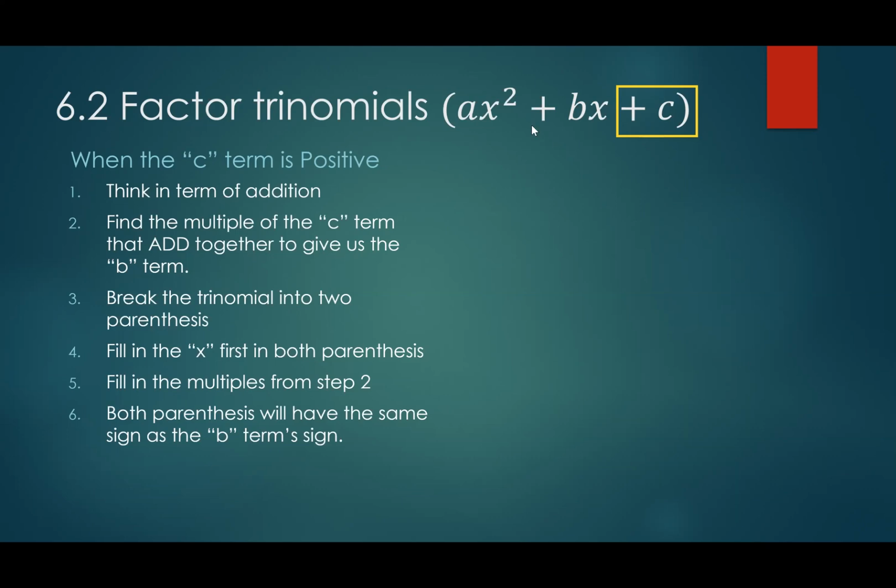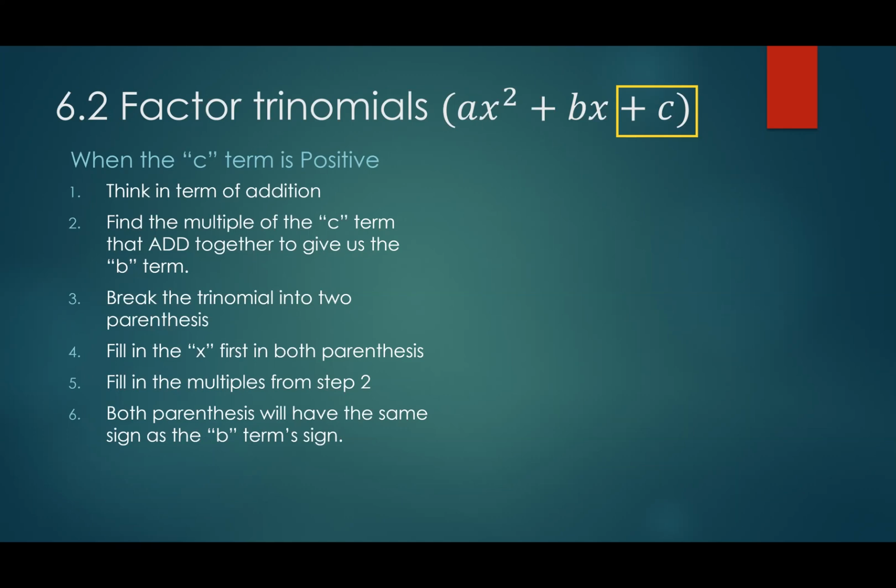Once you find the multiple, all you need to do is break it into two parentheses, because what we've been doing is we have two parentheses, we turn the item into a multiplication, and then fill in your x and fill in the multiples from your step 2. And like I mentioned, both of your parentheses will have the same sign. They will be both positive or both negative. So if I just read this to you, you don't see it much.